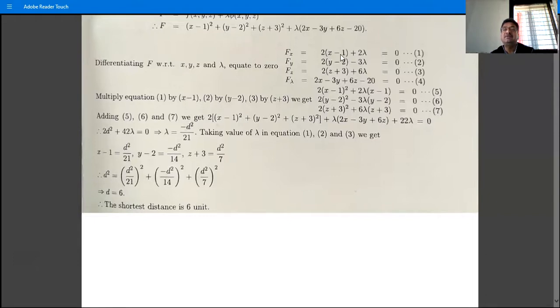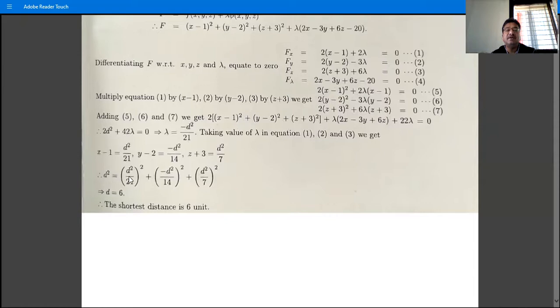That is, multiplying equations 1, 2, 3 by x minus 1, y minus 2, and z plus 3, we get 5, 6, 7. Adding these, we get the value of lambda. And substitute this value of lambda in equation number 5. We get in equation 5 or in equation 1 the values of x minus 1, y minus 2, z plus 3 in equations 1, 2, 3.